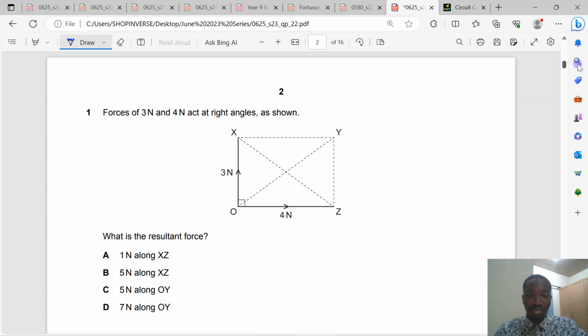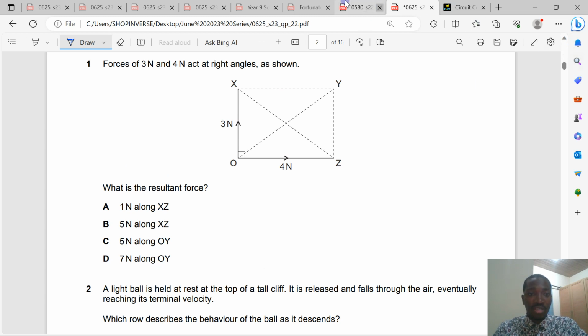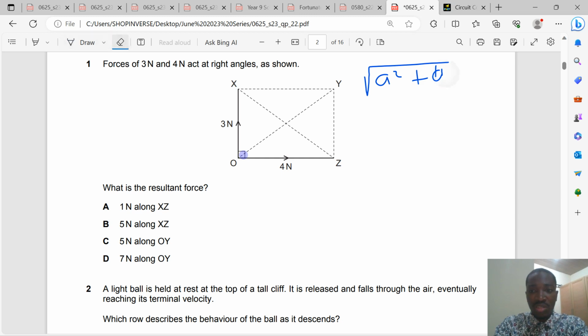Number one, forces of 3 Newton and 4 Newton act at right angles as shown. What is the resultant force? When you have two forces acting at right angles, the angle between them is 90 degrees. So to get the resultant, we use Pythagoras theorem. This formula, a squared plus b squared, will give us the resultant of these two forces. So we square each of the forces and then find the square root of the answer we get.